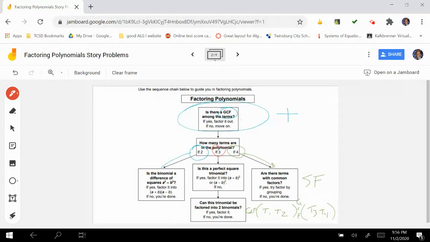And then three terms is probably the most common. I don't want to say it's the worst, it just is the most work. The very first thing we want to do is see if it's a perfect square trinomial, which is when we have those pretty numbers, even exponents, and we take the square root of the first term, take the square root of the third term, multiply those two answers together, and then double it to get that middle term. If it's not a perfect square, then we're going to go to, can it be factored into 2 binomials?